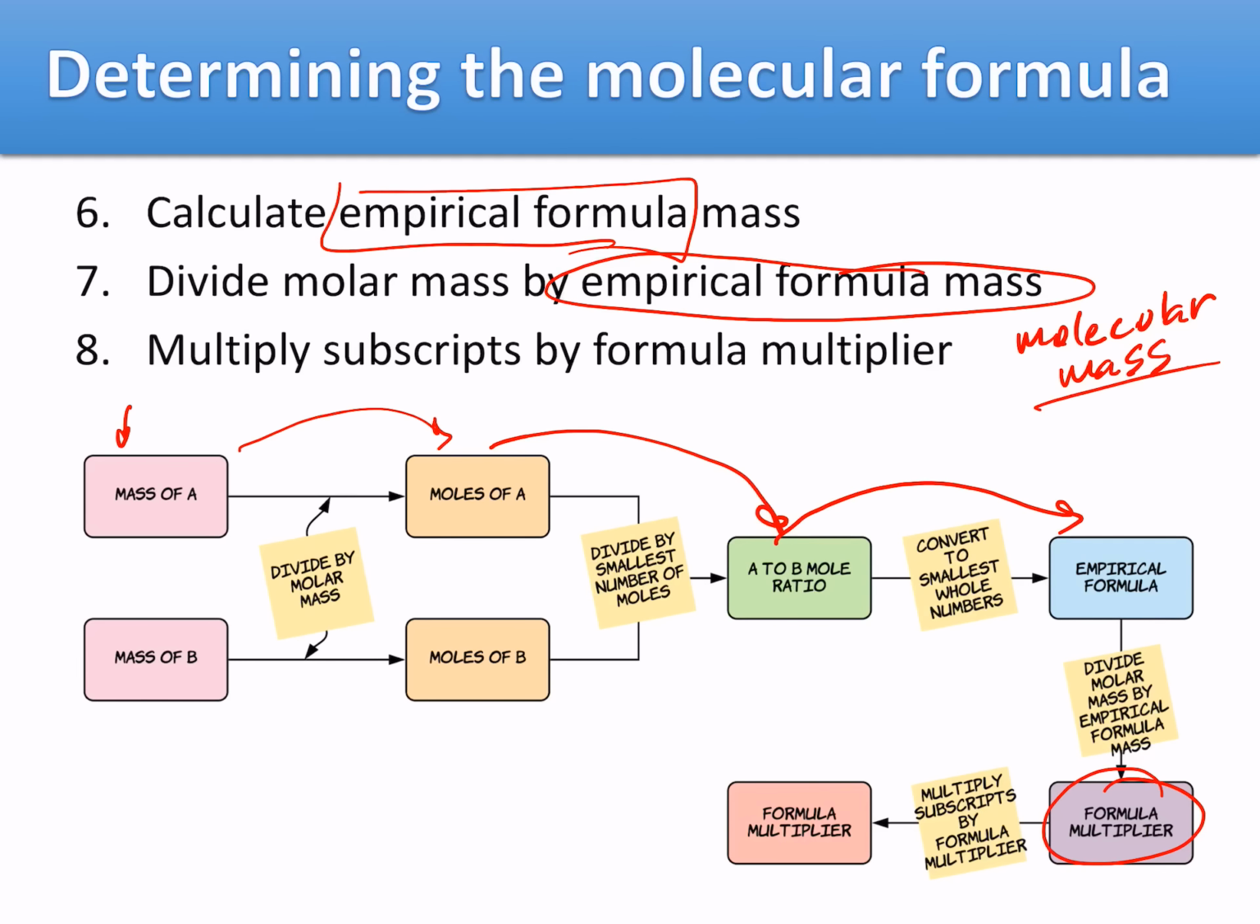You divide the molar mass, or the molecular mass, by the empirical formula mass. That will give you a multiplier, and you multiply the subscripts in the empirical formula by it. So basically, that multiplier, which I will call n, is equal to the molar mass divided by the empirical formula mass. That number that you obtain is supposed to be a whole number. Then you multiply the subscripts in the empirical formula by that number, and that will represent the molecular formula.